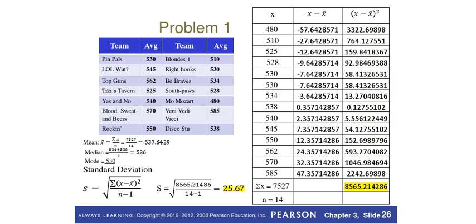So let's see how it worked. What we said was that we were going to take that sum and put it directly in our numerator, and we're going to divide by the number 13. So what we're going to do right here is take 8,565.21, divide by 13, and then take the square root of that result. If you take a minute and do that, you should be able to verify that the mean is 537.64 and that the standard deviation is 25.67.